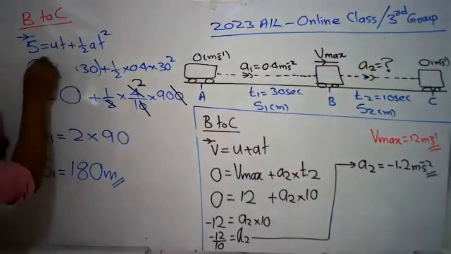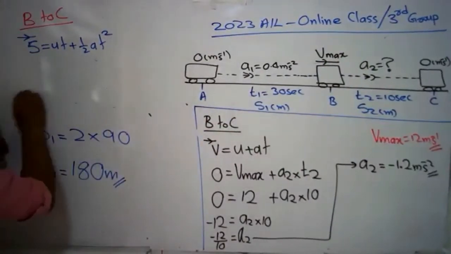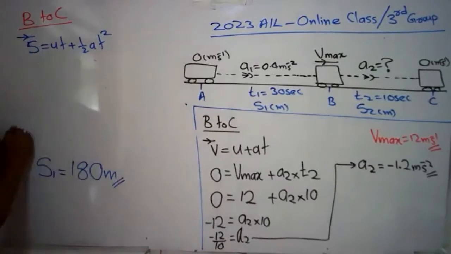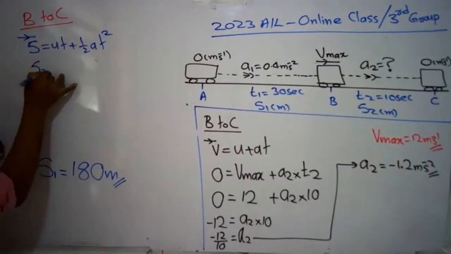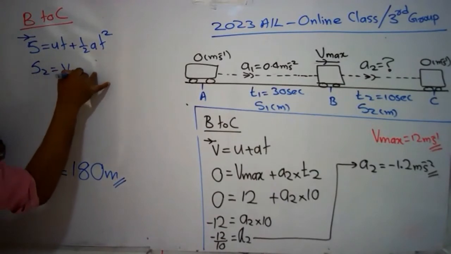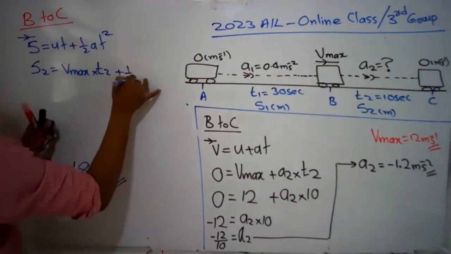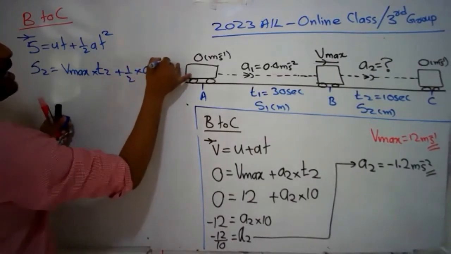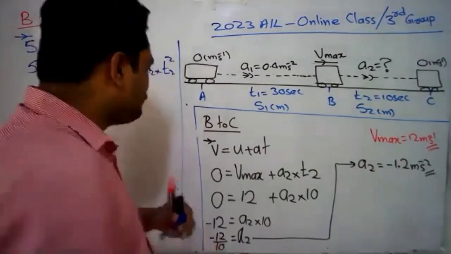So here the thing should be changed. Look at the board. B to C displacement S2, initial velocity, the velocity at the point B, Vmax, time taken T2, plus half acceleration A2, time is T2, and we have to get the square. Right?